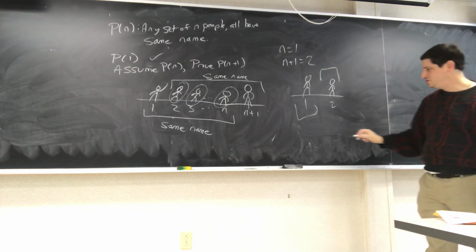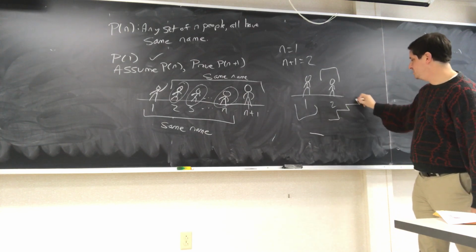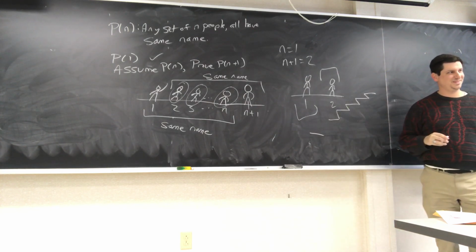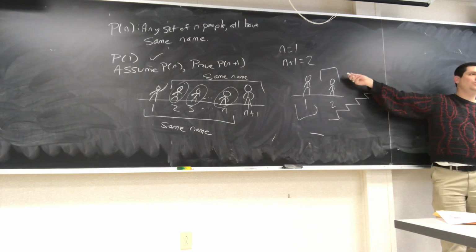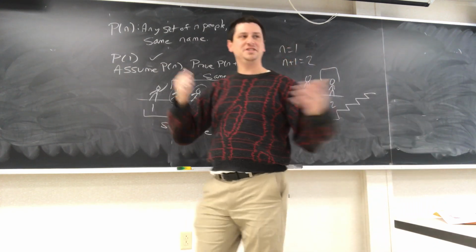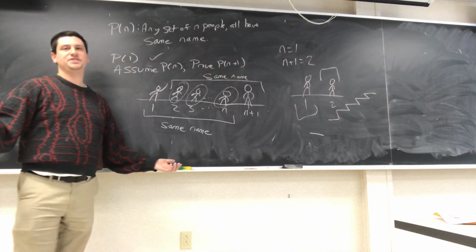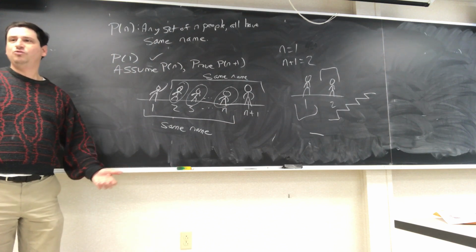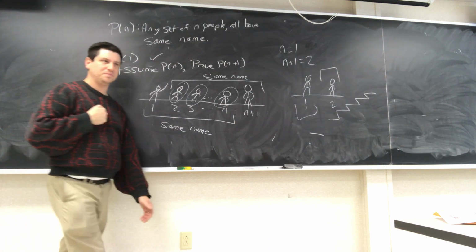So if you think of induction like a ladder or a staircase, there's a missing step. If it was true for 2, then it would be true for everything. Well, that kind of makes sense. If in every group of 2 people everybody has the same name, then everybody's going to have the same name.